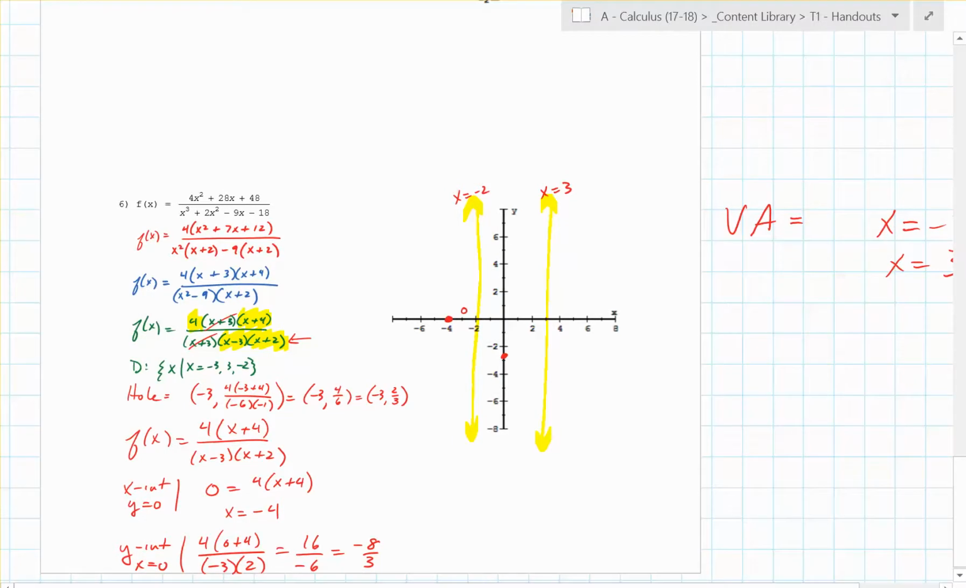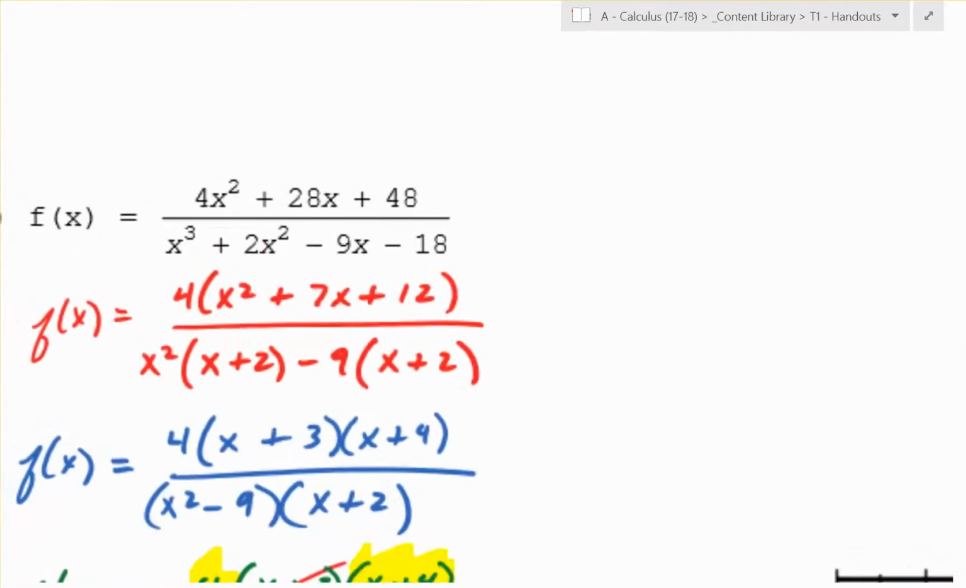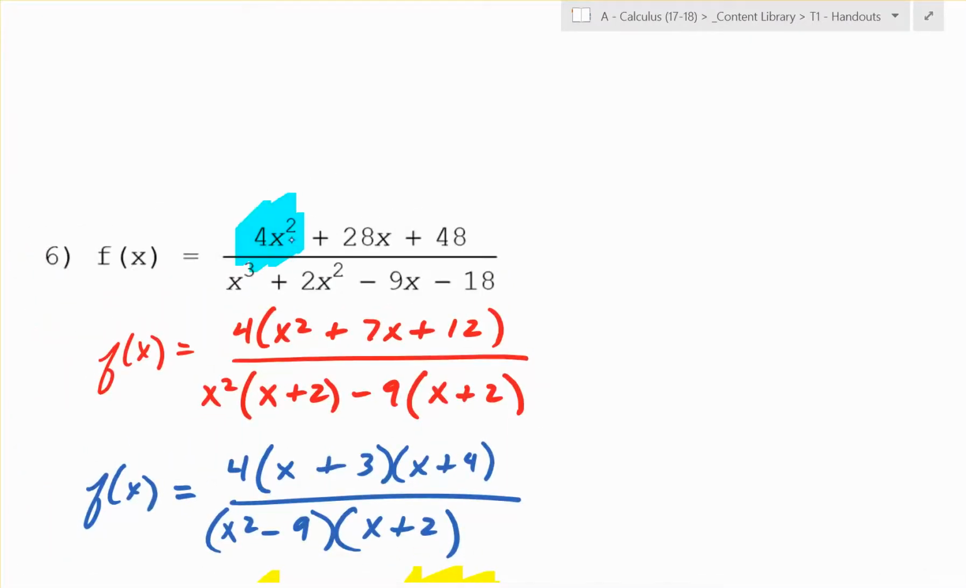You can find the horizontal asymptote before you do end behavior. The end behavior tells you how it approaches it, but you can find the horizontal asymptote by just looking at the leading terms. Look at the leading terms here. What do you have?